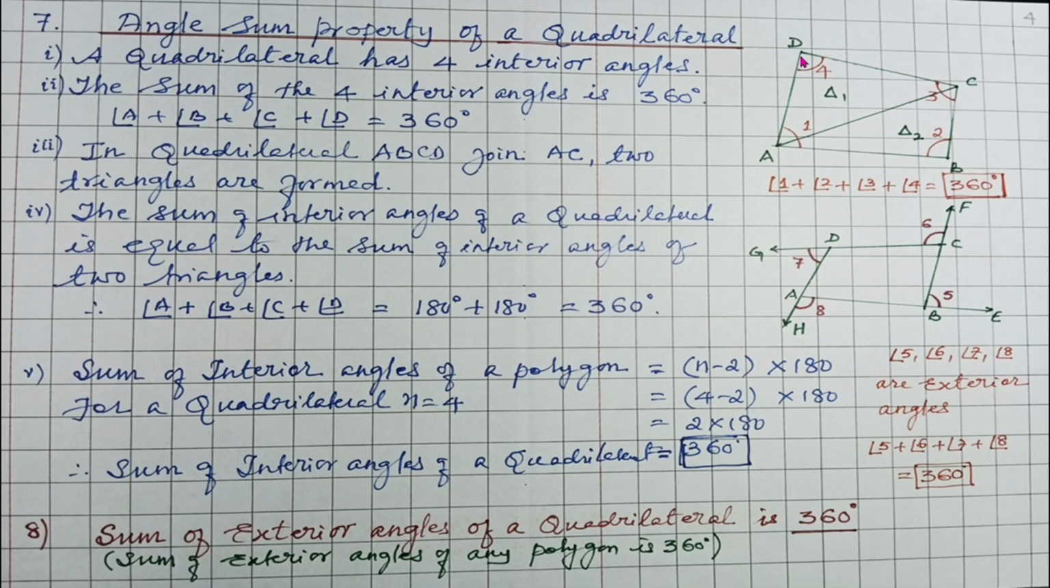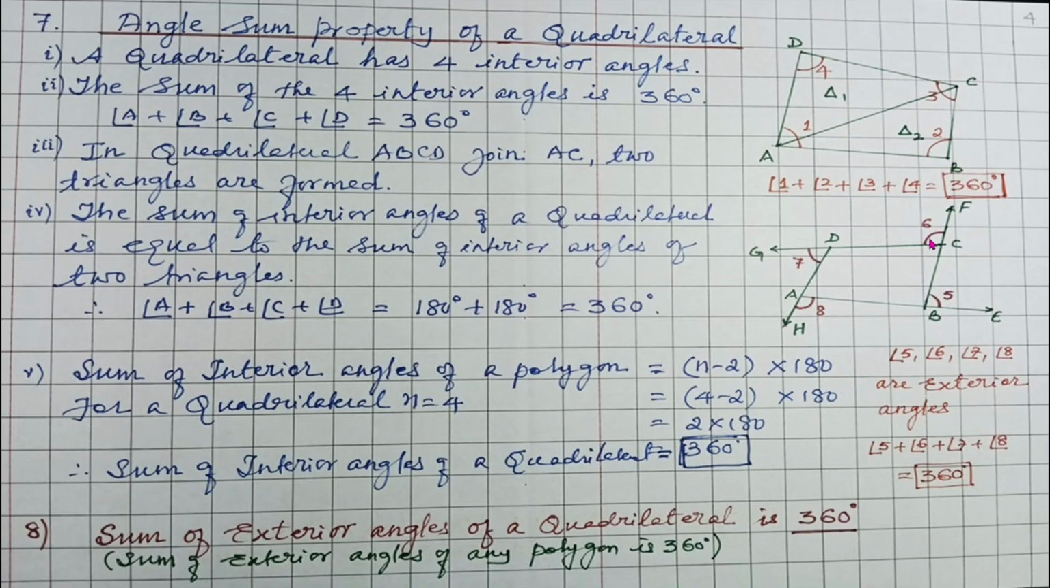Here n is 4, that means there are 4 sides, therefore 4 minus 2 into 180 is 2 into 180, therefore the sum of the interior angles of a quadrilateral is 360 degrees. Remember that. We also know that the sum of the exterior angles of any polygon is 360 degrees. A quadrilateral is a polygon, and therefore the sum of the exterior angles of a quadrilateral is 360 degrees.